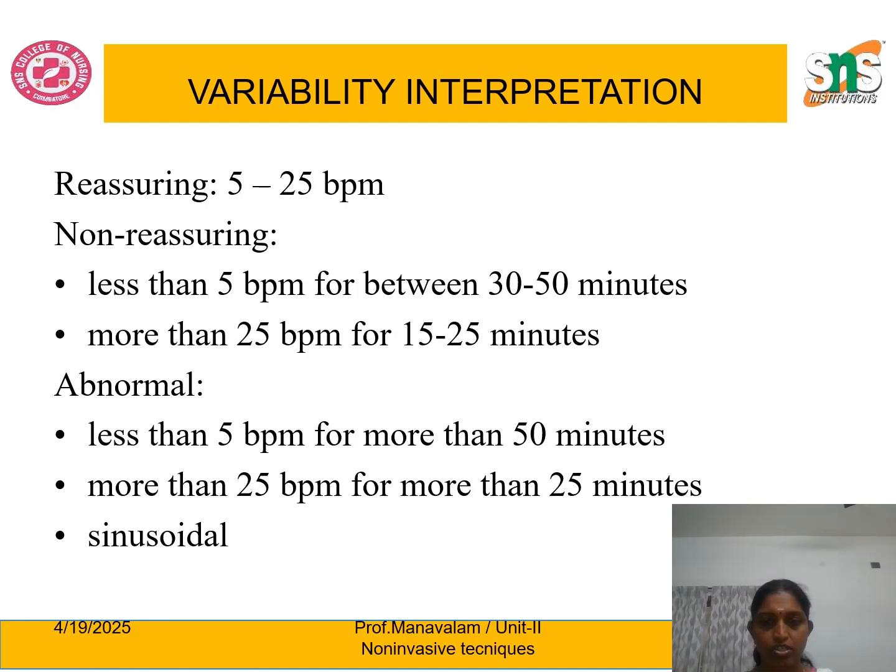Sinusoidal pattern means there is no beat to beat variation of the fetal heart rate. It is without any changes, going between 110 to 120 like that. No changes are occurring. If it goes on in the same wave-like structure, that is called a sinusoidal pattern. In the next third series I will show you what a sinusoidal pattern is.